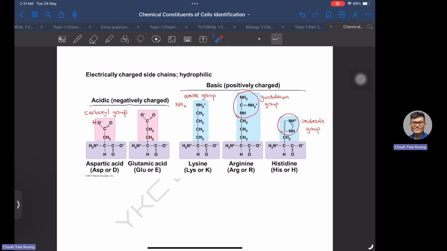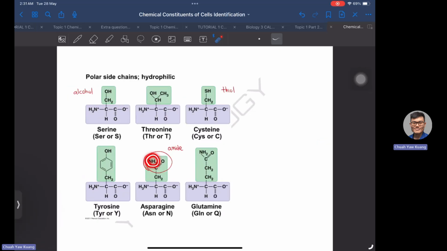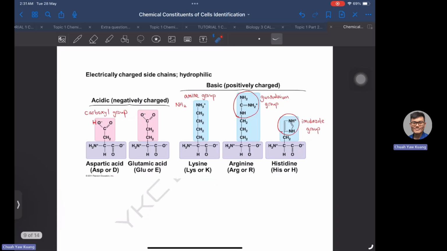So how are we going to differentiate the amine group from the amide group in the polar side chain? You can see here, in the polar side chain, there will be NH2 also, but it will be in the amide group, which means that it must be NH2 with C double bond O. Compared to those in the basic side chain, the NH is not linking with any C double bond O. So with that, it will be under the basic side chain.